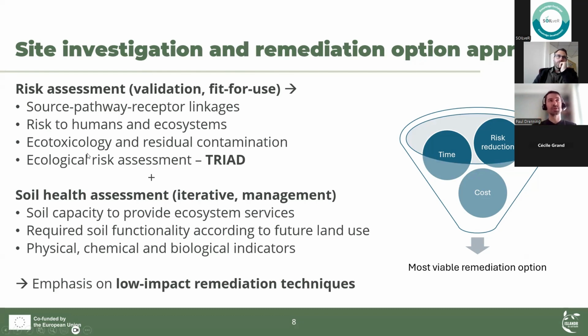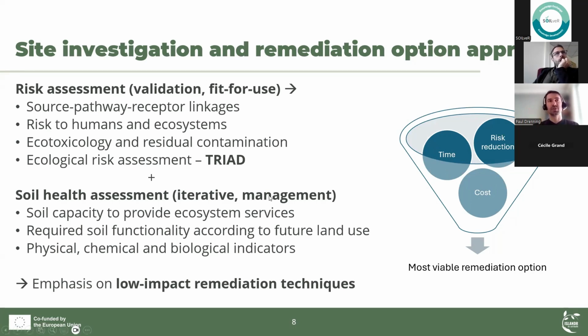And a bridge between these two, just as a note, is this ecological risk assessment or triad approach, and there's been a lot of work regarding this. This figure is just a simplified way to show that in a risk assessment to determine our most viable remediation option, we're typically considering just a few criteria, such as the time required for the remediation, how effective it is for risk reduction, and what it costs. And that's typically the primary criteria in our options appraisal.